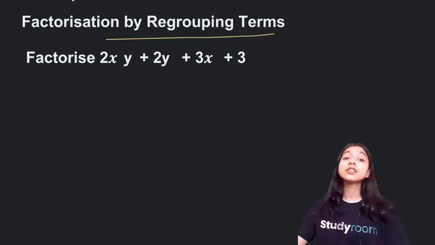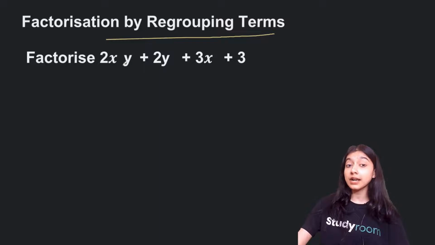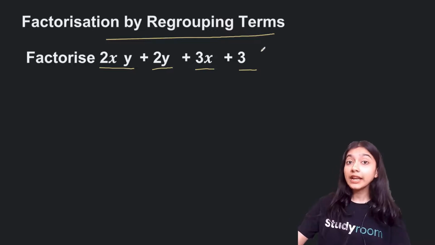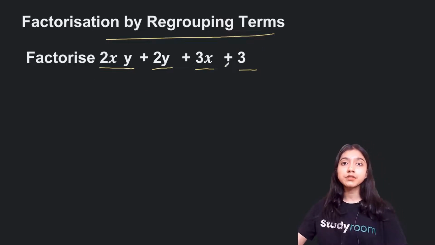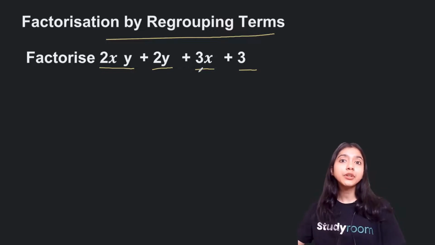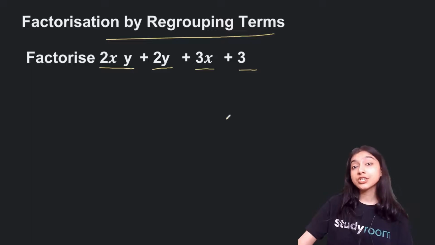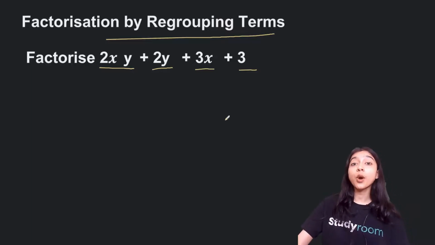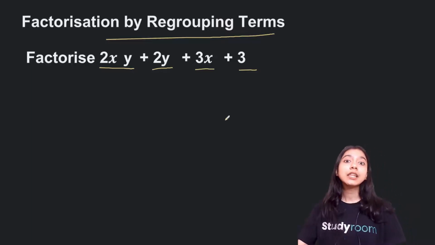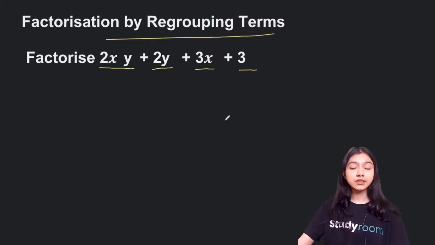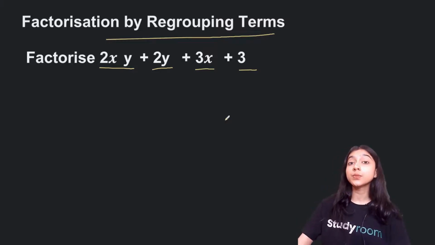For example, the algebraic expression given to us over here, that is 2xy plus 2y plus 3x plus 3. Is there any common term from all the terms? No, we do not have any common factor which is common to each of the given terms. So, in such a case where an algebraic expression doesn't have common factors to each of the terms, there we use the regrouping method. Now, what we do over here is, we have to regroup the terms.